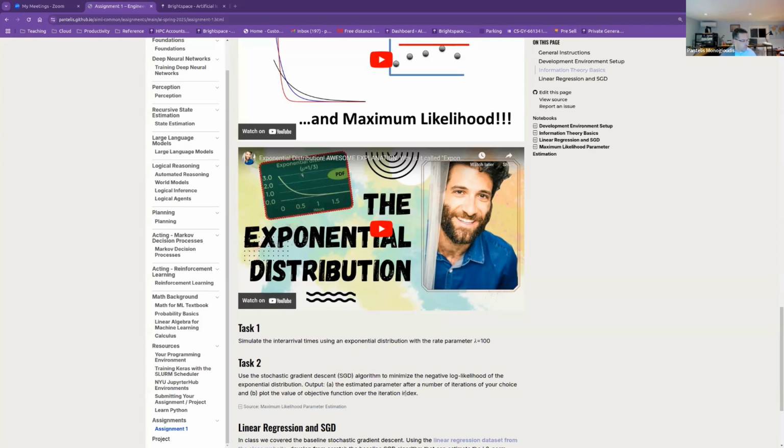So at the end of these two for loops, you will do two things. One, print out the final lambda after all these epochs and iterations are done. The second, you will plot the loss, the negative log likelihood, over the iteration number, which is a combination of the epoch and the samples that each epoch contains.